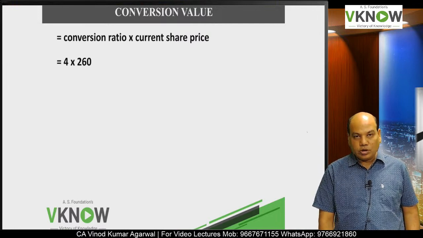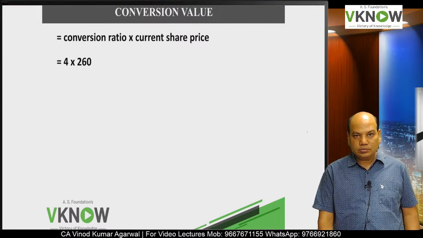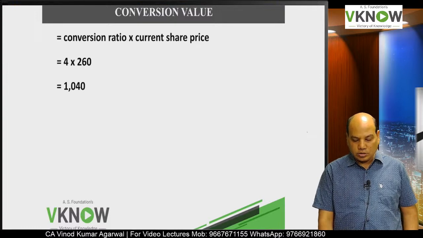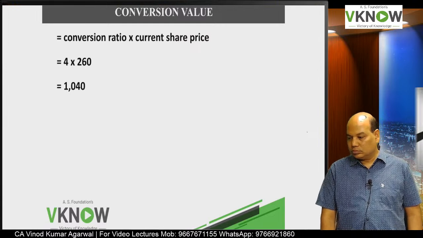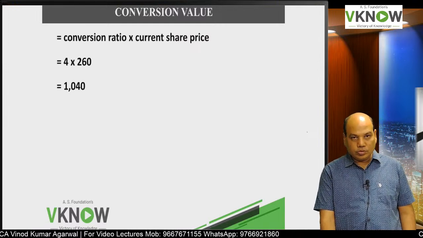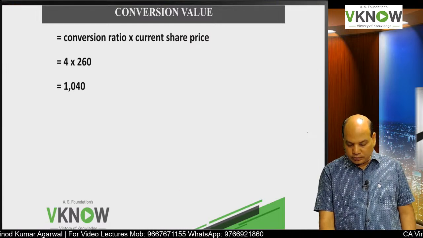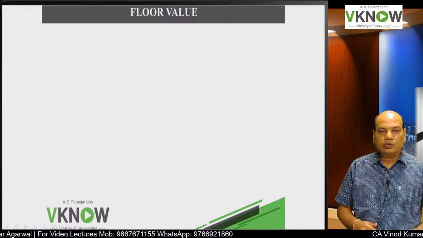Conversion ratio is 4, current share price 260. So the answer is 1040. This is conversion value. Okay. Now write floor value. What is floor value? To what extent can the share price fall?